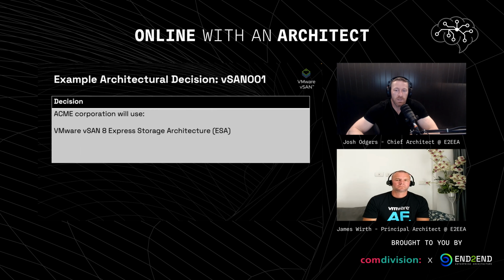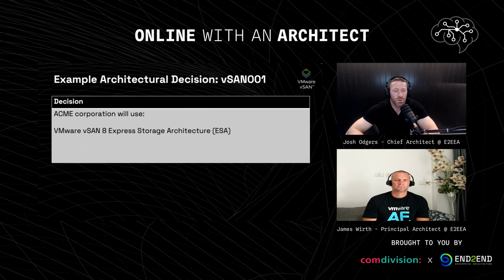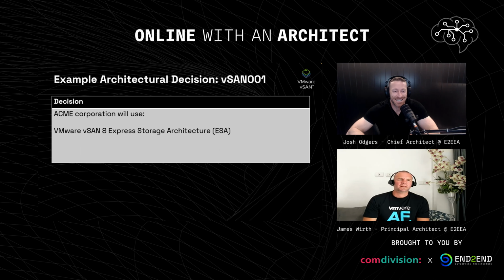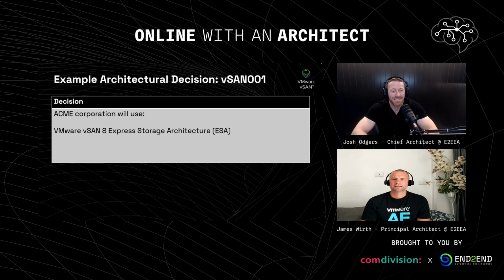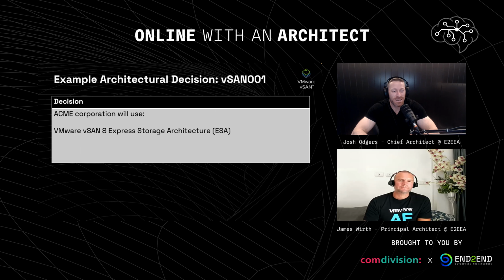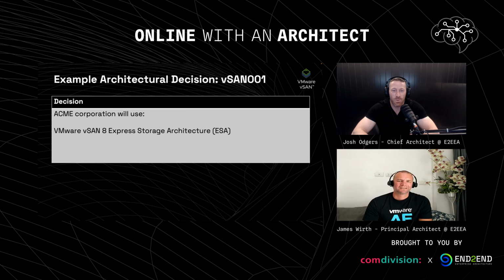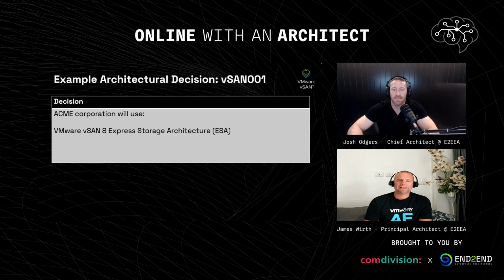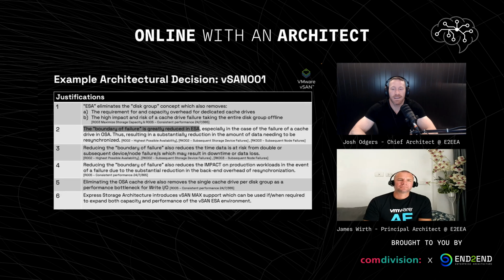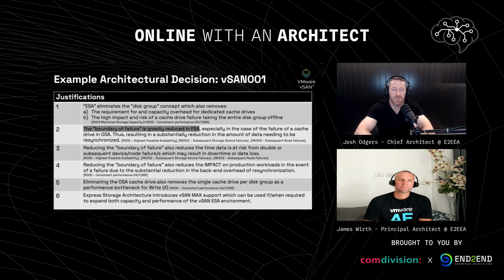So to everyone's surprise, James, what is our decision? Yeah, they're going to use Express Storage Architecture. Oh, there you go. How about that? I would never have guessed. So Acme Corporation is going to use ESA. All right, let's dive into why. Why are they going to use it? Exactly. Now, it's a lot of words on this screen, James.